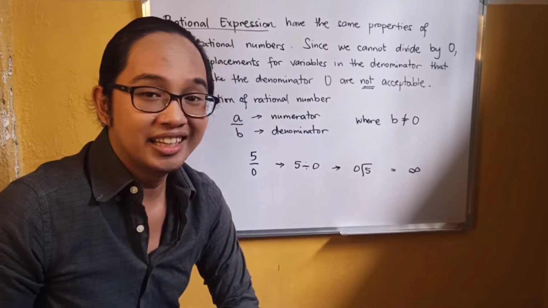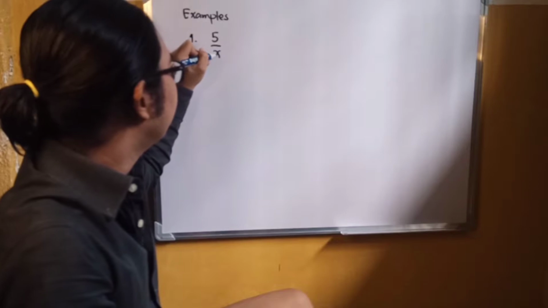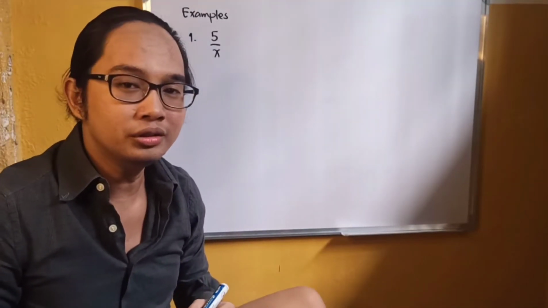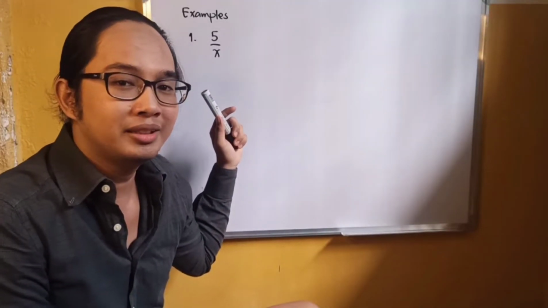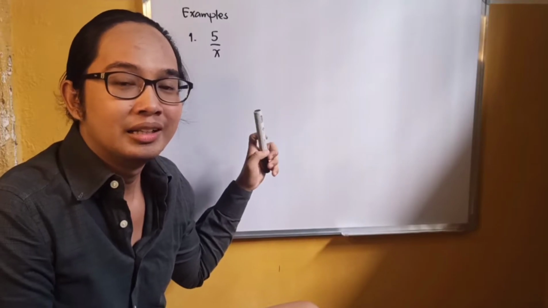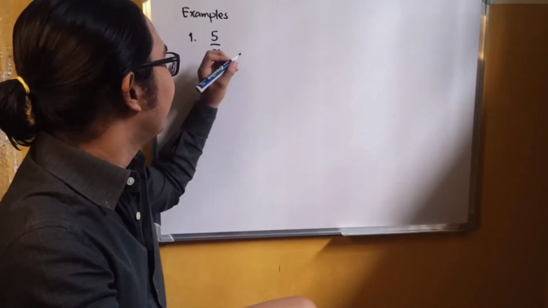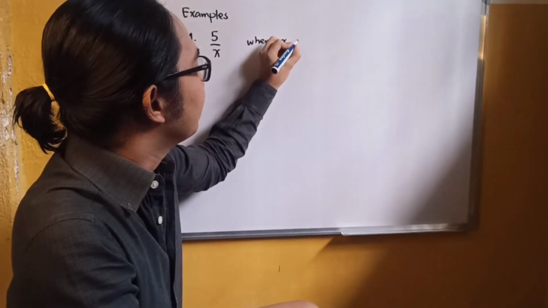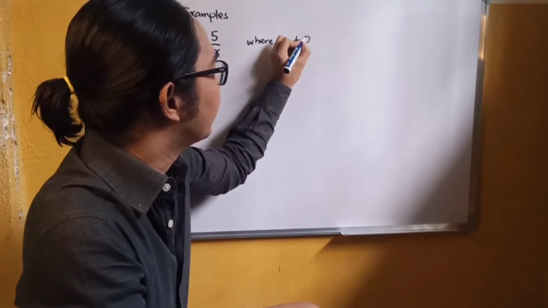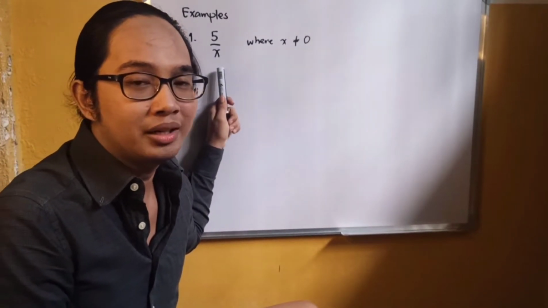Okay, for better understanding, let's have these examples. Example number 1. 5 over x. So what do you think is the restricted values for our denominator, which is x? Kapag sinabing restricted values, ano yung bawal na maging value ng x? Okay, very good. Napakadali. Where x should not be equal to 0. Kasi kapag ang naging value ng x natin dito ay 0, automatic siya ay magiging undefined.